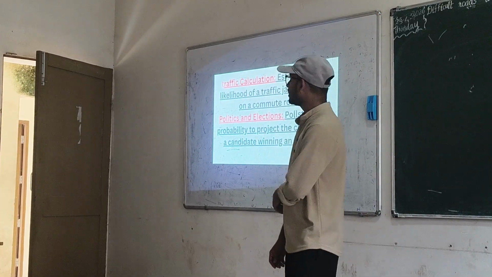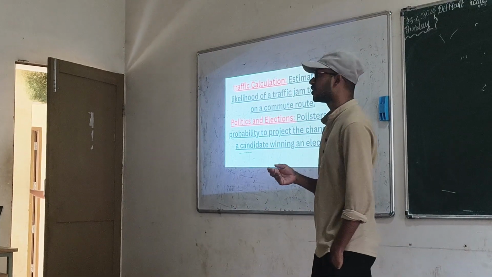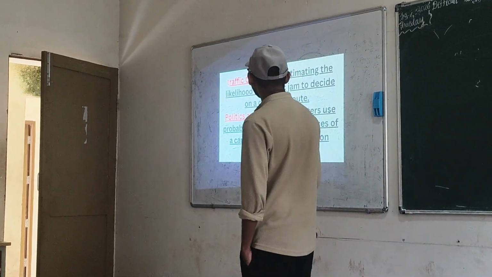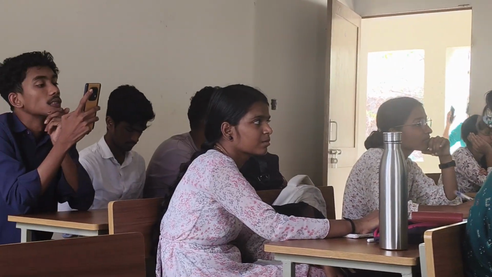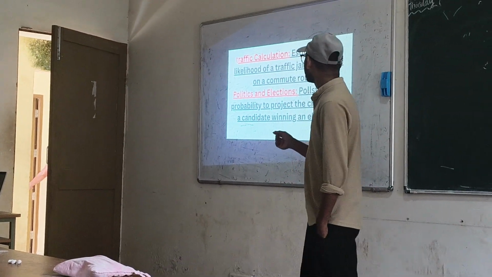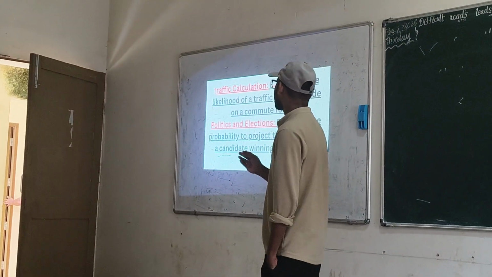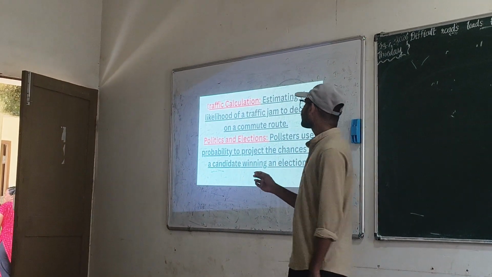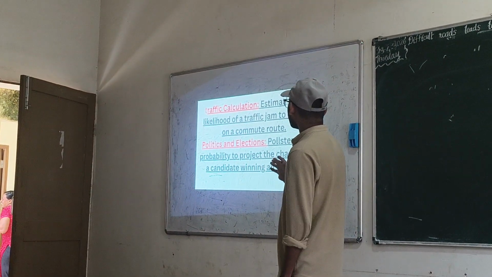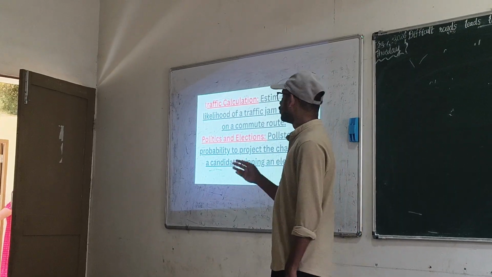With the help of data handling, we can do traffic calculations, for example, estimating the likelihood of a traffic jam to decide on a common route, and calculating the possibility of political election outcomes. If you take politics and elections, pollsters use data handling, collecting the data, and use it as a probability to project the chance of a candidate winning or losing an election.